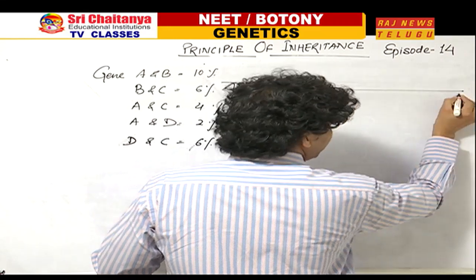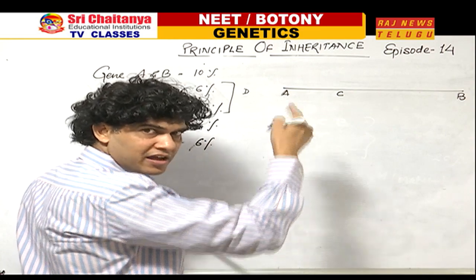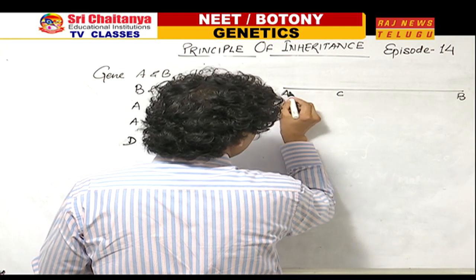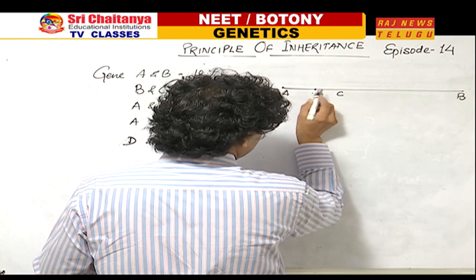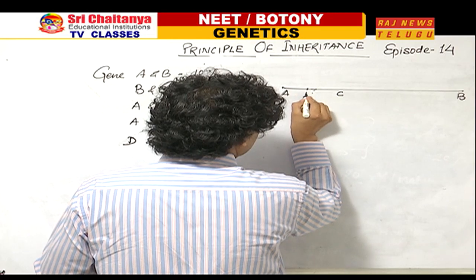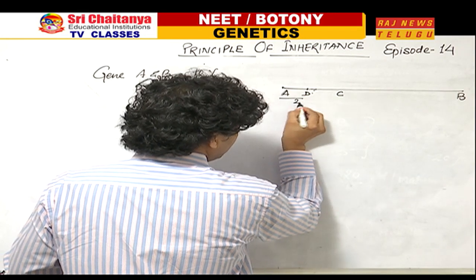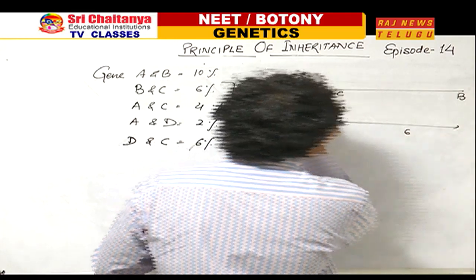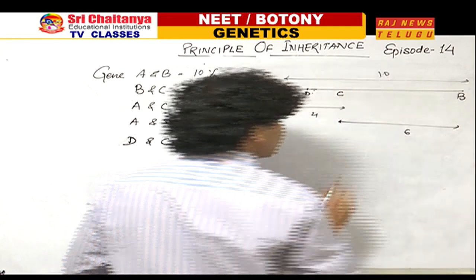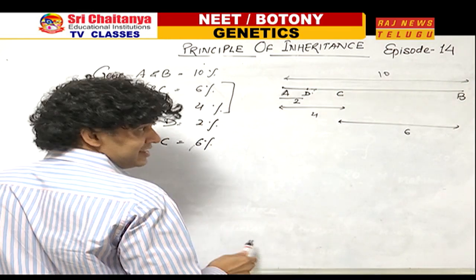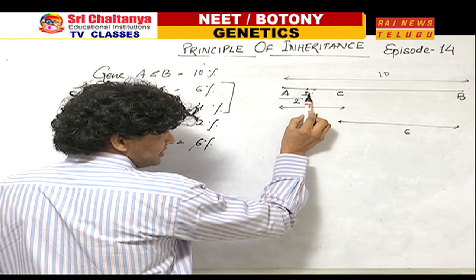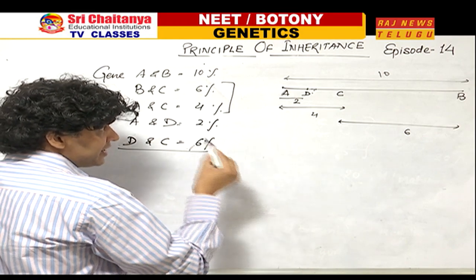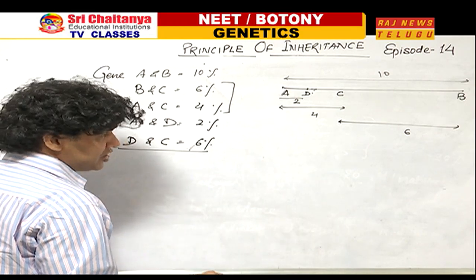A, C and B, as it was in the earlier 2 questions. Now if I put my D gene here, with distances 2, 4, 6 and 10, then in this condition, the distance between D and C cannot be 6, but it is 6. It means A, D, C, B cannot be the sequence of the genes.